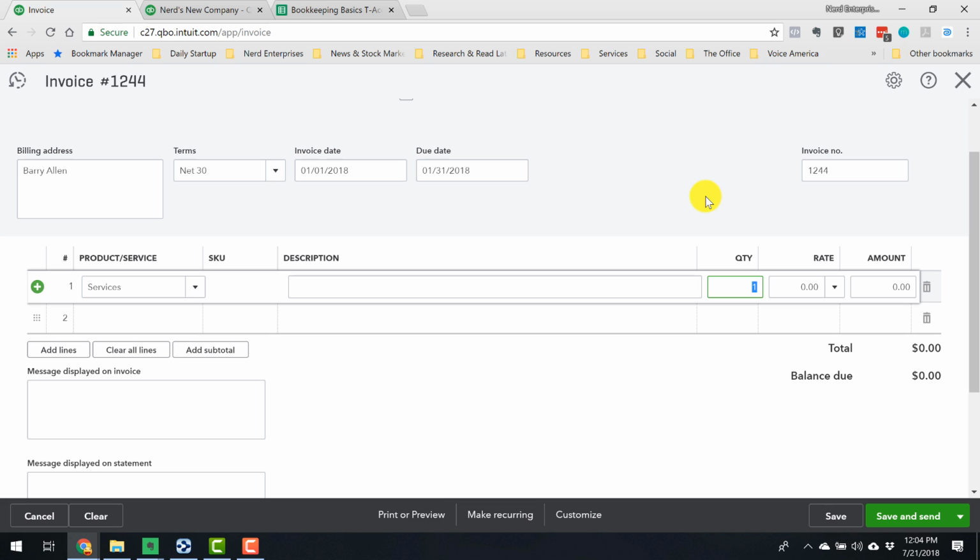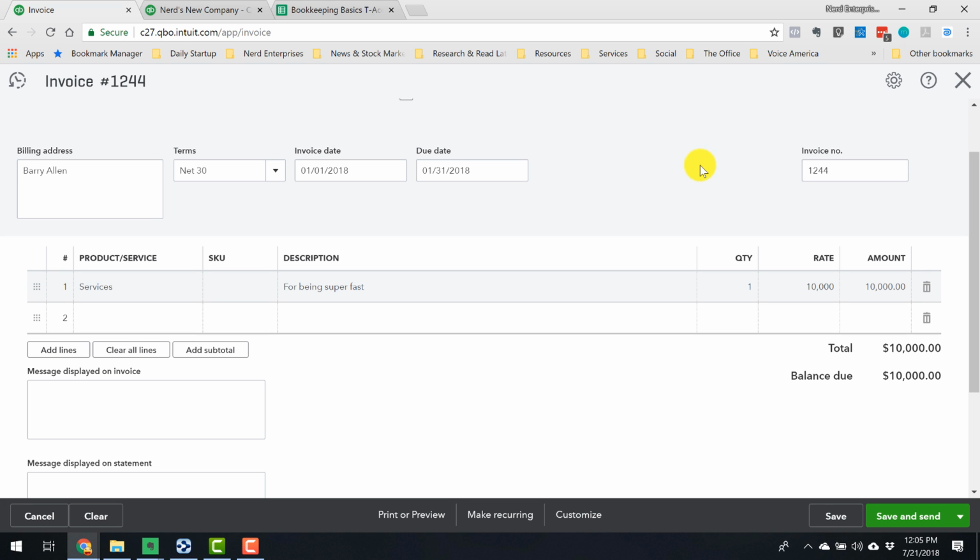Since he's very fast, we're going to bill him a lot. We're going to bill him 10,000 for being super fast. And you get extra points if you comment and tell me who Barry Allen is. Hopefully, most of you know that by now, especially with all the TV shows and whatnot.